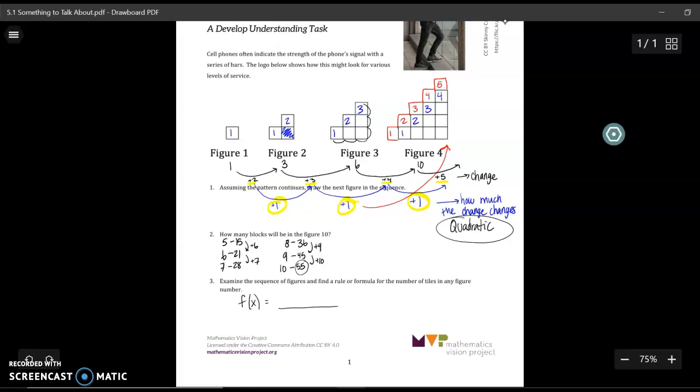So if I plug in 3 to my equation, I better get 6 out. If I plug in 4, I better get 10. So press pause, figure out an equation, and then come back and finish the video.